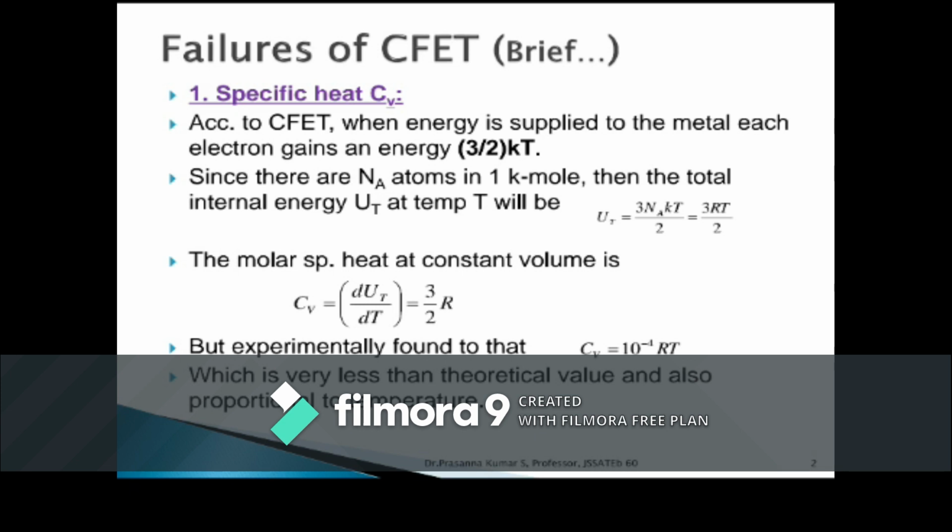Experimentally, it was found to be of the order of 10^-4 RT, and according to the experiment, it is also a function of temperature. It is not 3/2 here, it's 10^-4, a very small quantity. There is a huge difference in the specific heat between the theory and the experimental observation. Therefore, you see that classical free electron theory fails to explain the specific heat.